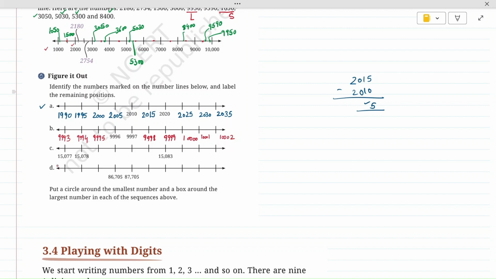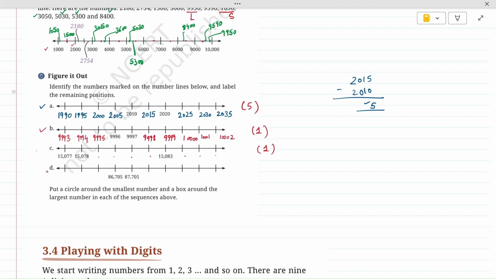Next we have this one. So kids, this is also very easy. You can do it yourself. There is an interval of 1. 15,077, 78, now 15,079, 80, 81, 82, 83 is given to us, 84, 85 and 86. So here the interval is 1. Here the interval was 1. Here the interval was 5. So this you can do yourself, right?